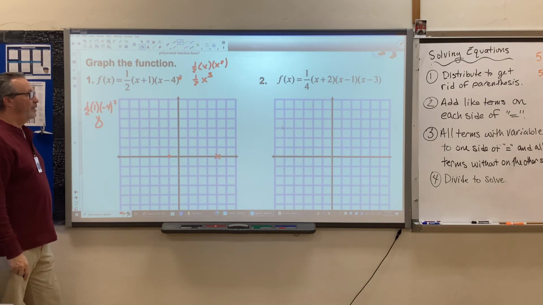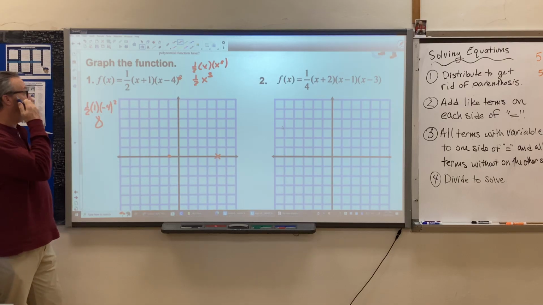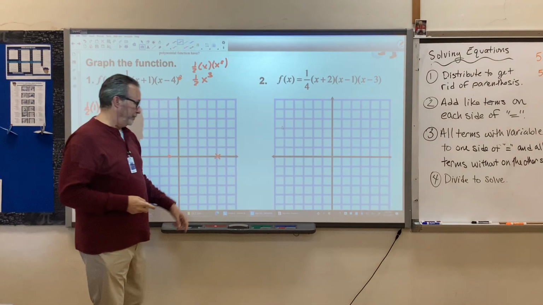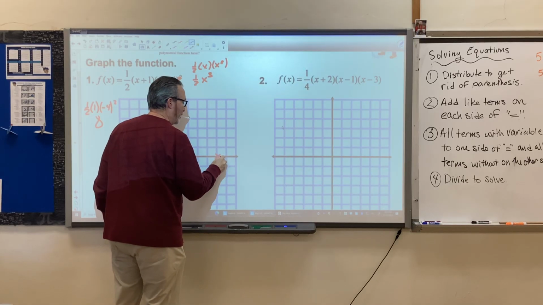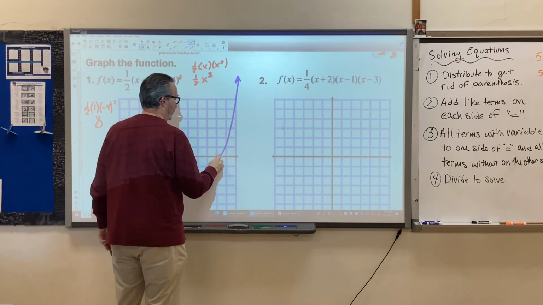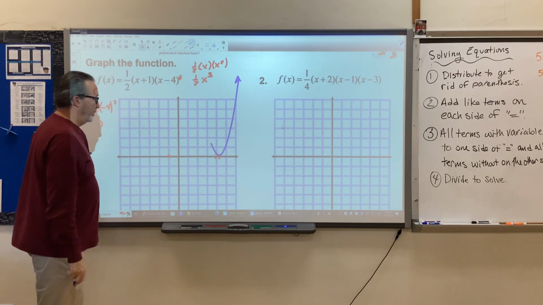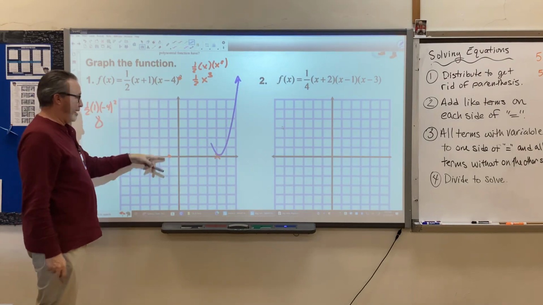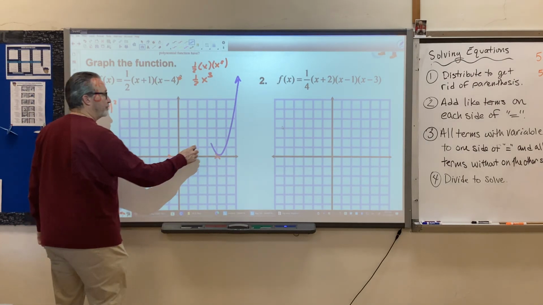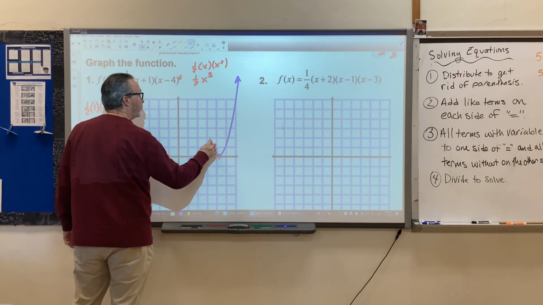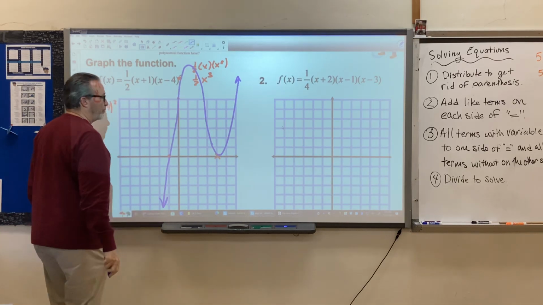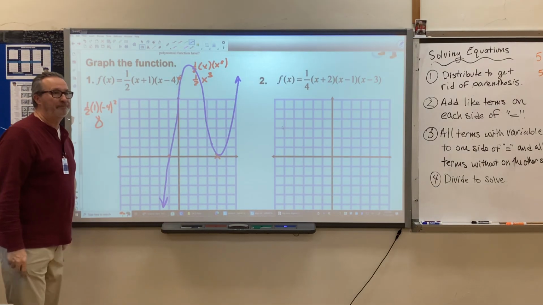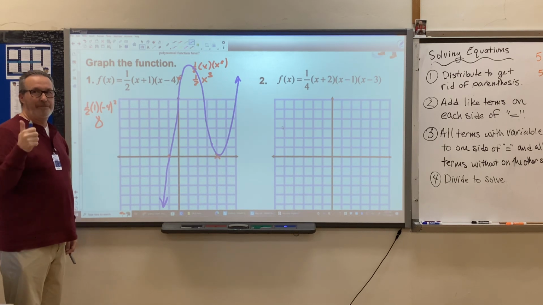So, we know the right side goes up. No, we know it does not go through there, so it would be like that. It has to go through this point and that point. Something like that. Okay, everybody good?